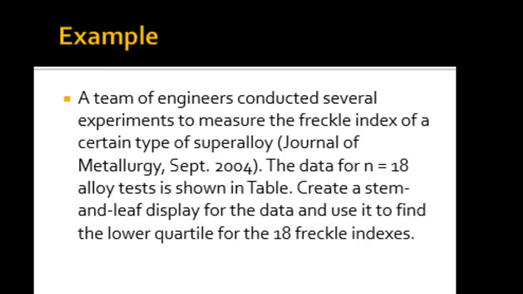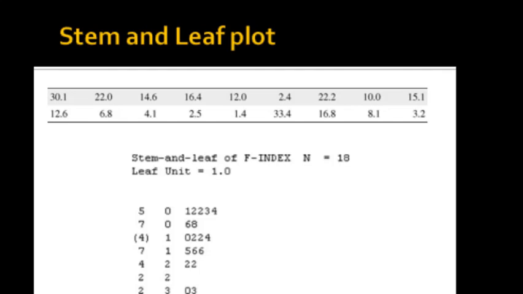Okay, let's look at an example. A team of engineers conducted several experiments to measure the freckle index of a certain type of superalloy. The data for 18 alloy tests is shown on the next slide. Create a stem and leaf display for the data and use it to find the lower quartile for the 18 freckle indexes. Okay, so here's the data set.